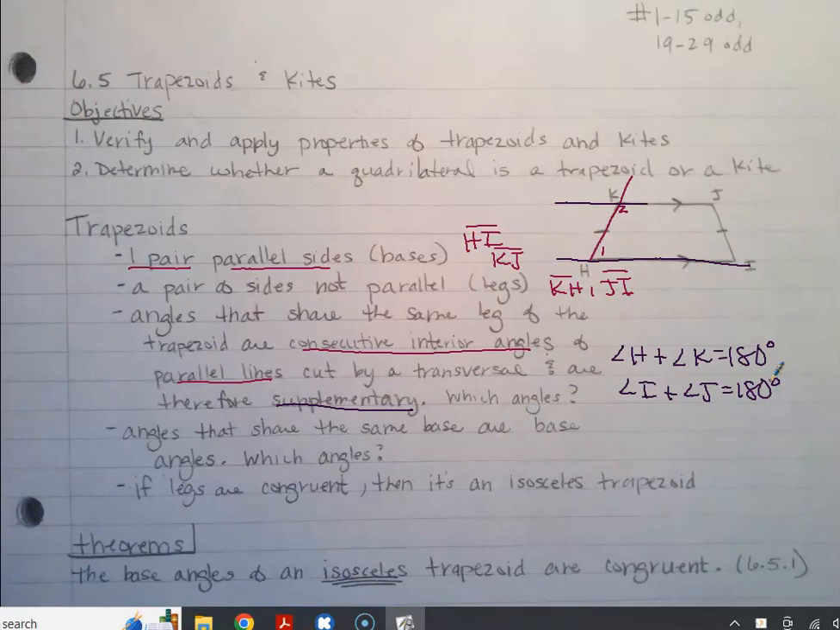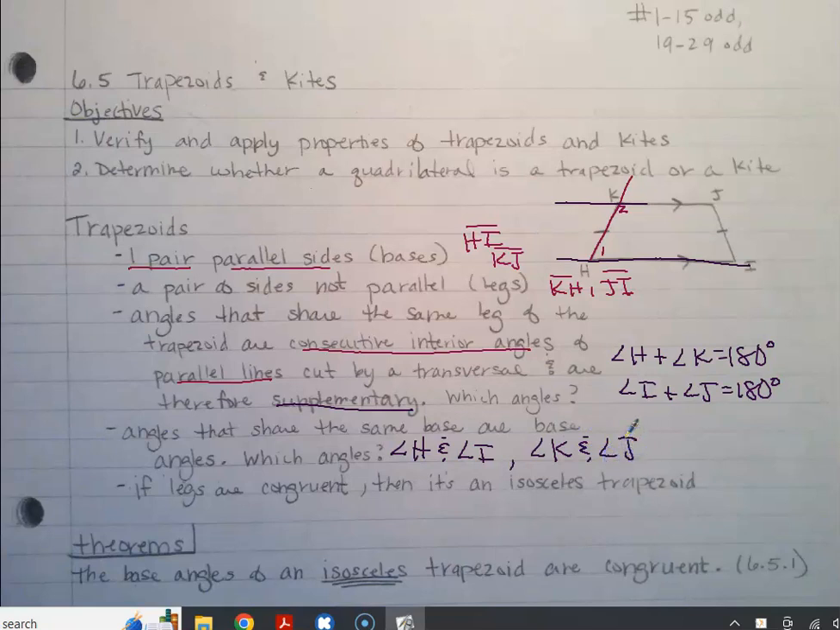Then angles that share the same base are just base angles. They don't have anything special about them. What are the base angles? They share the same base. H and I, so angle H and angle I are base angles. Angle K and angle J. Awesome. Those are base angles.